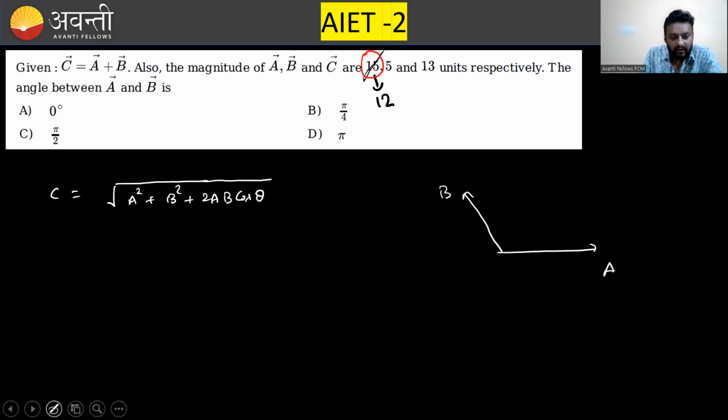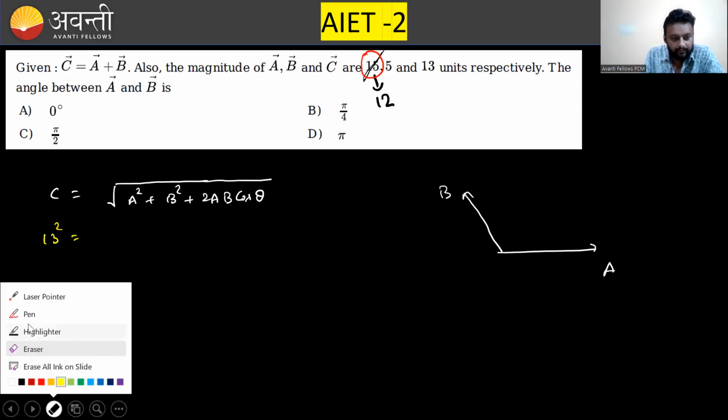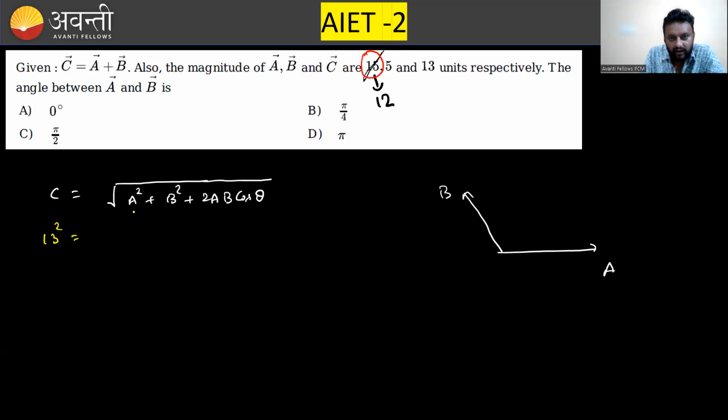You know that. Now, C is given as 13. So if I remove the root, it will become C square. So 13 square is equal to, I have removed the root actually, so it will become A square, that means 12 square, plus B square, 5 square, plus 2 into 12 into 5 into cos theta.